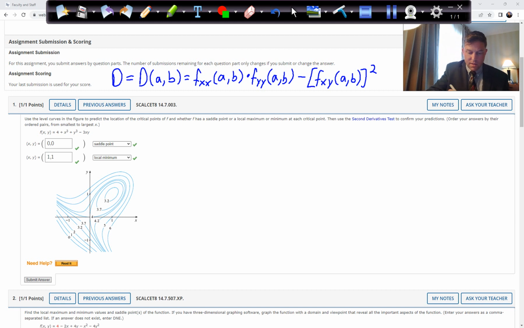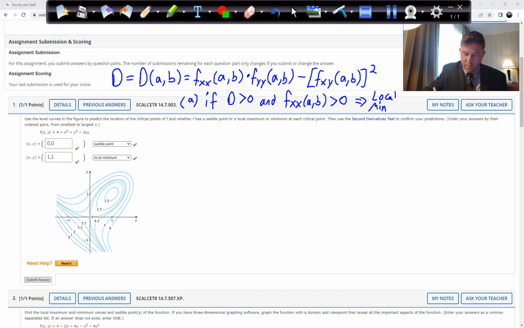Okay, then there's 3 cases. A, if this value D is greater than 0 and the second partial derivative with respect to x at (a, b) is bigger than 0, then we're going to say we have a local minimum at that point (a, b). B, the second condition, says if D is greater than 0 again, so same condition so far, and your second partial derivative with respect to x at point (a, b) is less than 0, then you have a local maximum.